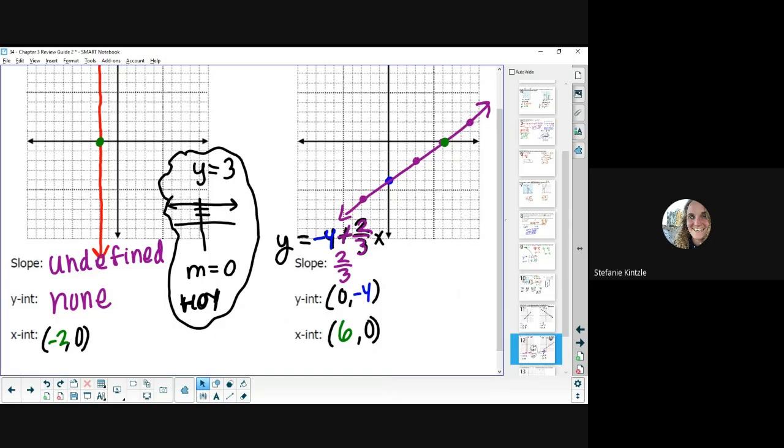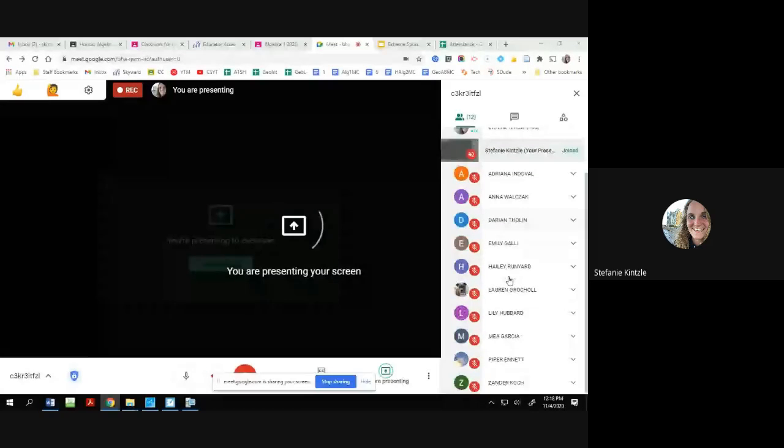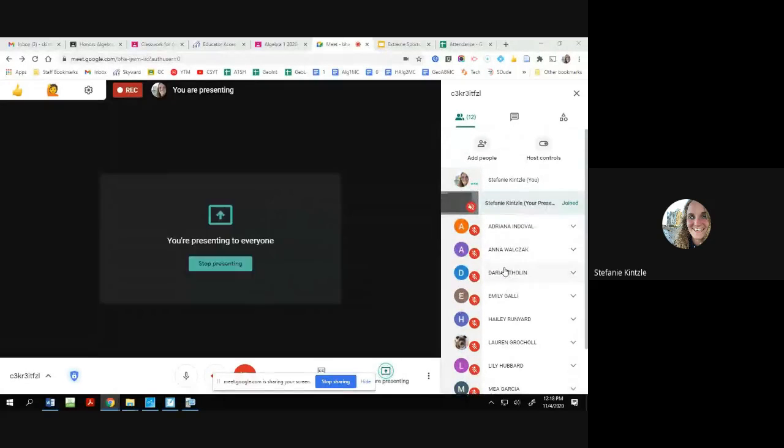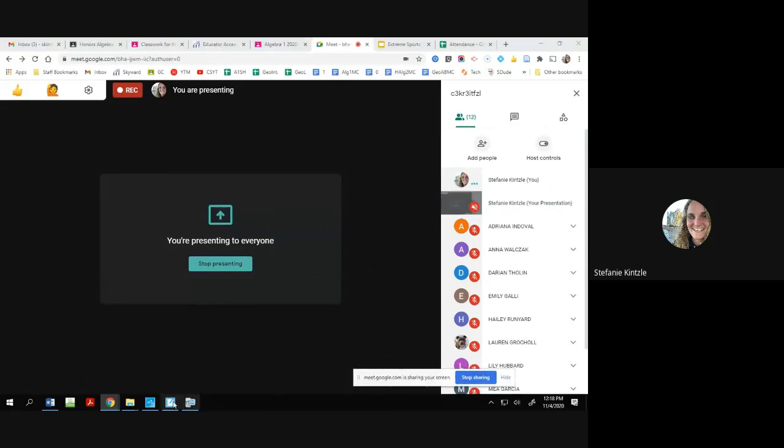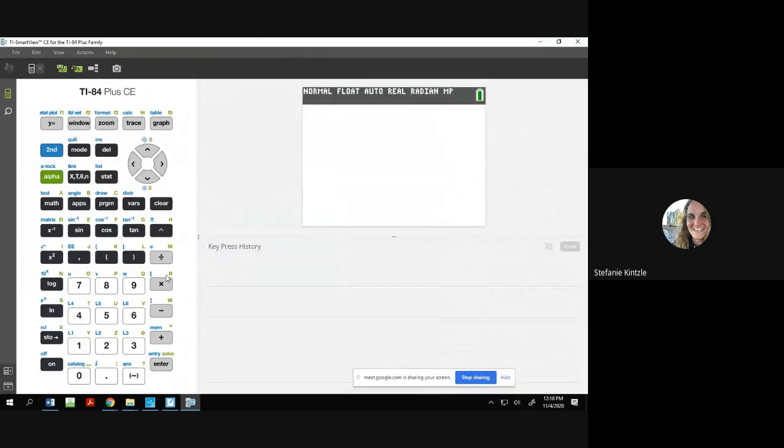Woo! All right, we have 2 absolute value functions left. If you pull out your calculator, if you do not have a calculator, grab one of mine. And then gold students, if you guys have a calculator, grab yours. Oops. All right, so calculator.